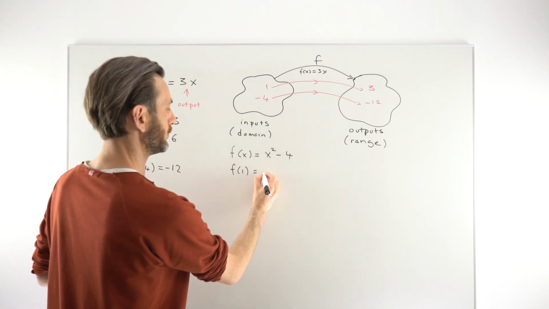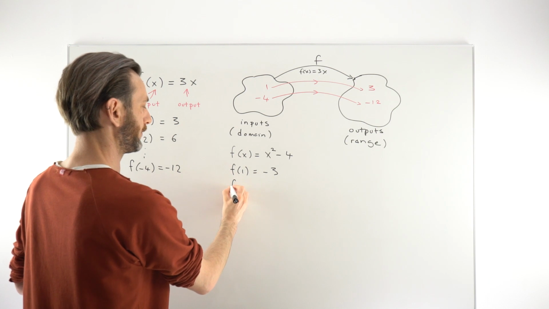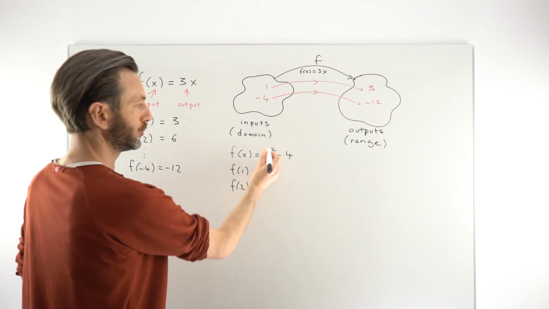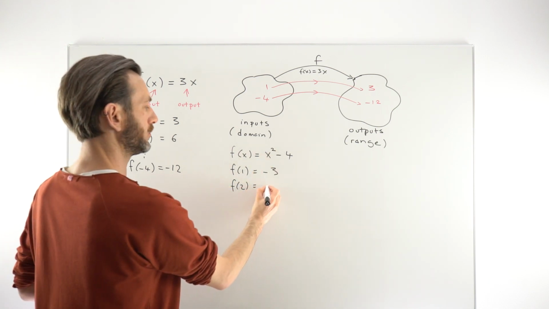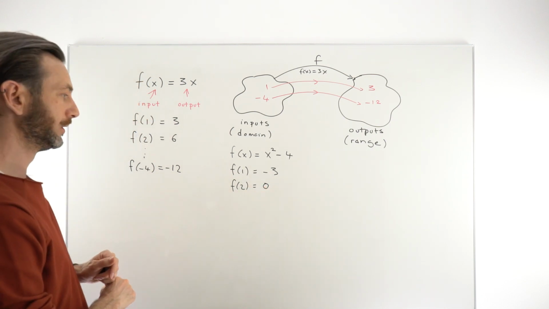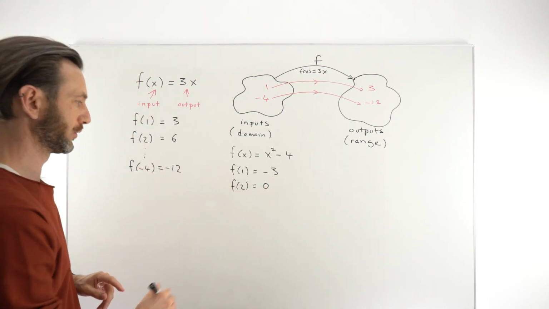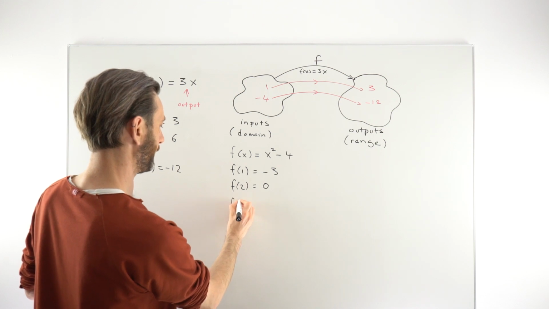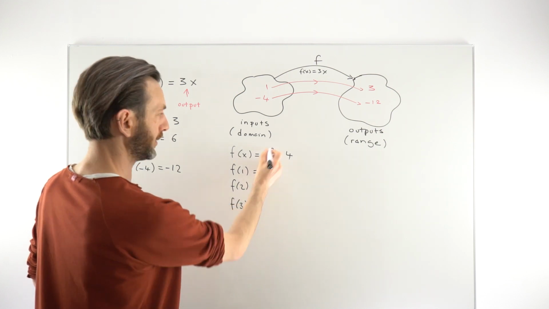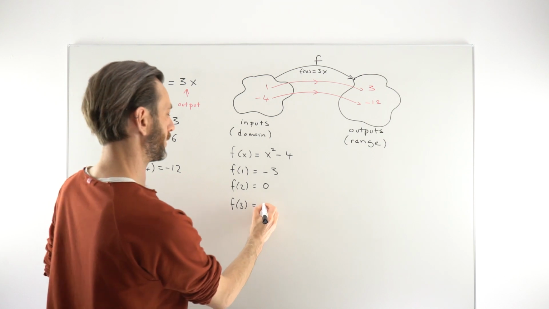1 minus 4, that's minus 3. If we did f of 2, so 2 squared is 4, minus 4 is 0. That's fine. You can get an output value of 0. And you would just carry on in that sort of manner. If you did f of 3, that would be 3 squared, which is 9, minus 4 is 5.